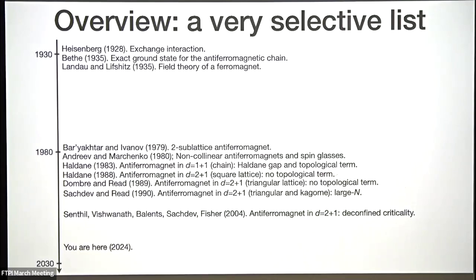Dumer and Reed later, and also Duncan Haldane, tried to look for a topological term and similar Haldane gap phenomena in higher dimensions. But their conclusion was that there was no such topological term on the square lattice or triangular lattice.